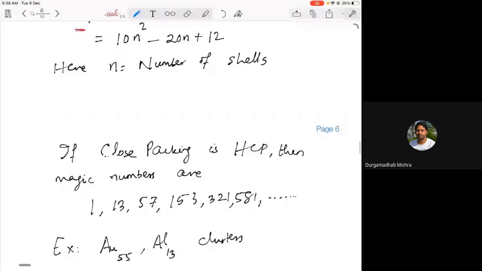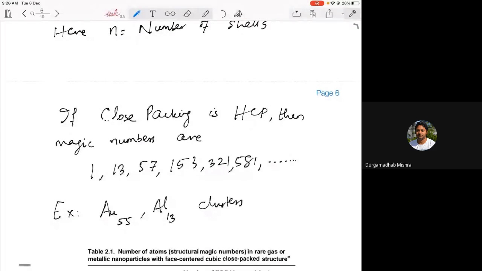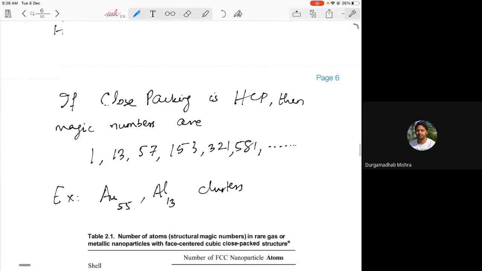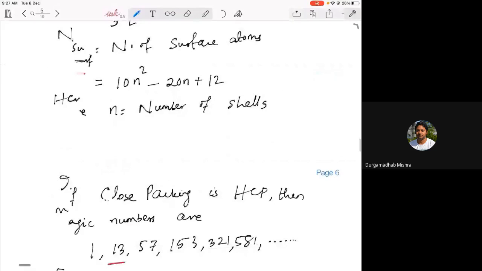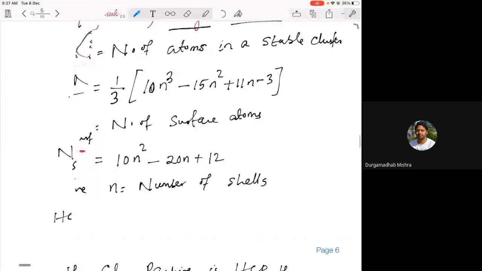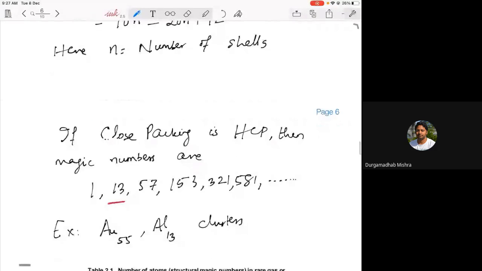So if the close packing is HCP, this number can be different. Of course, for the first cluster, the smallest one, it is again 13. But the next one, when you fill it up, the number of atoms to get a stable cluster will be different. So the magic number can be different for a different close packing. In the previous case, it was 55, 147, and so on. But here we have 57, 153, so this number of atoms can be different.